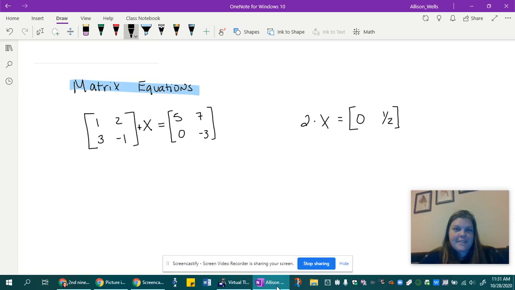Now that we've talked about matrix operations, we're going to use those operations to solve matrix equations. Here I have two different versions of matrix equations, and in the next slide we'll go over the last one and how to do it with a calculator.